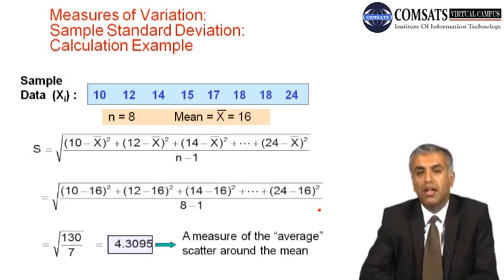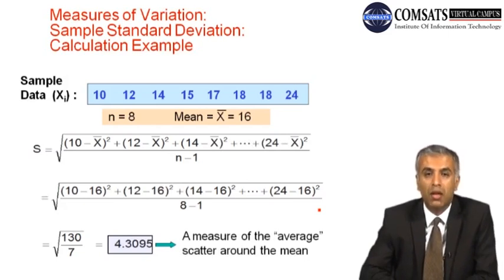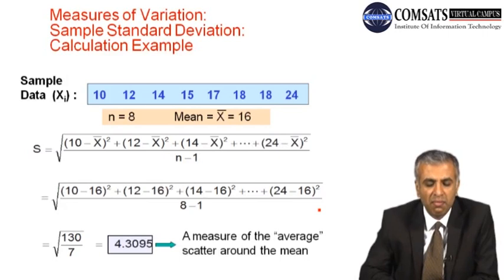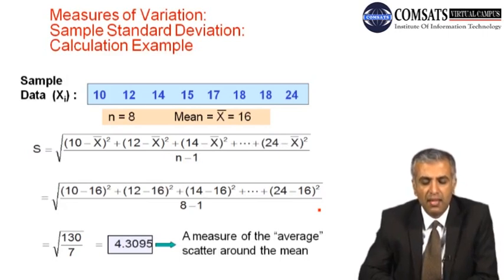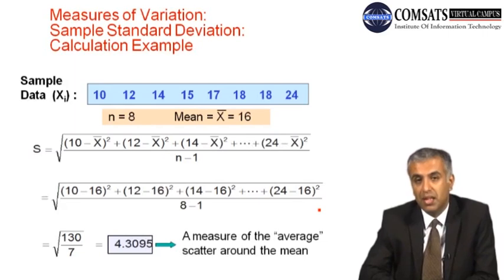Now all we have to do is plug all these values into the standard formula. In this case we have plugged in all these values, and at the end, through various steps, we get the answer, which is 4.30. Basically, as shown here, it's the average scatter around the mean.